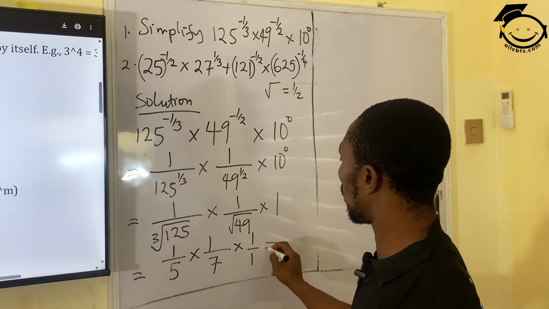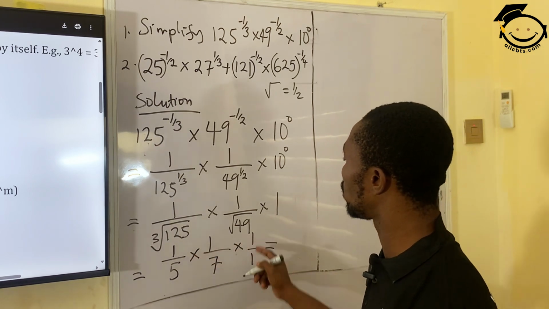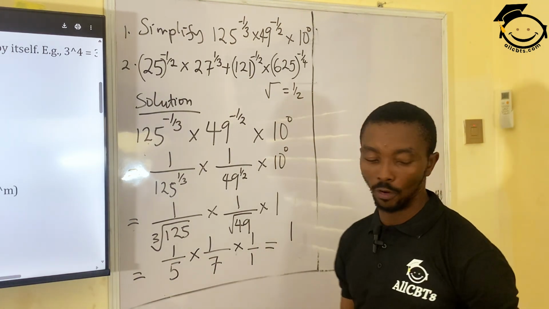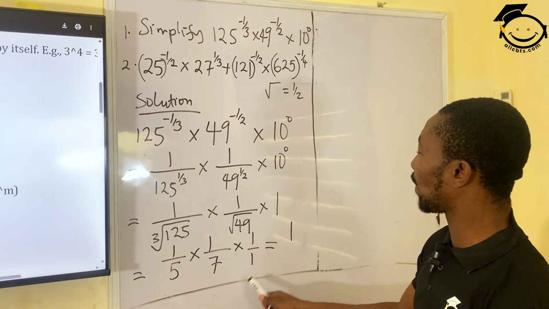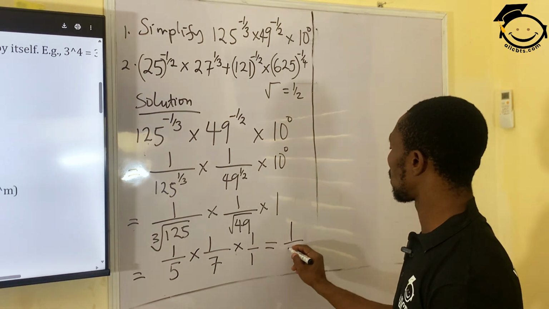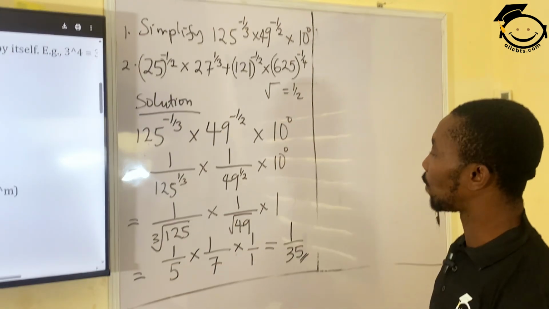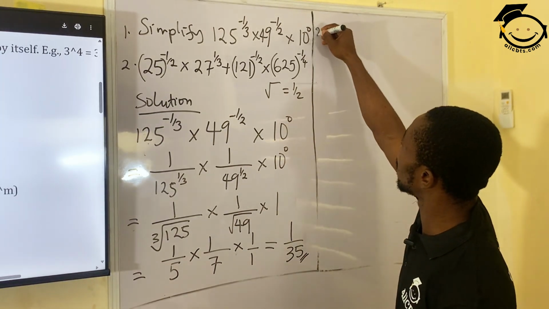So this will give us 1 times 1 times 1 will give us 1. 5 times 7 will give us 35. 35 times 1 will give us 35. So our answer will be 1 over 35. Now, to the second question.